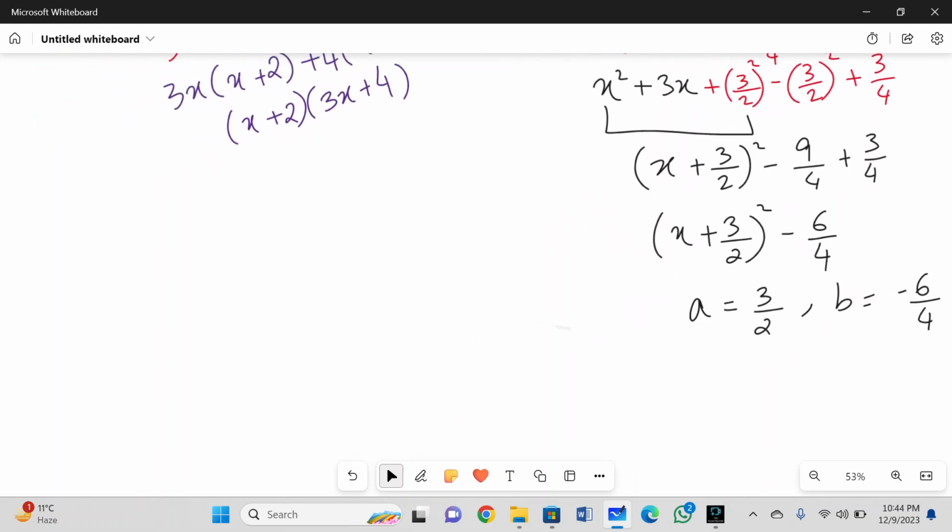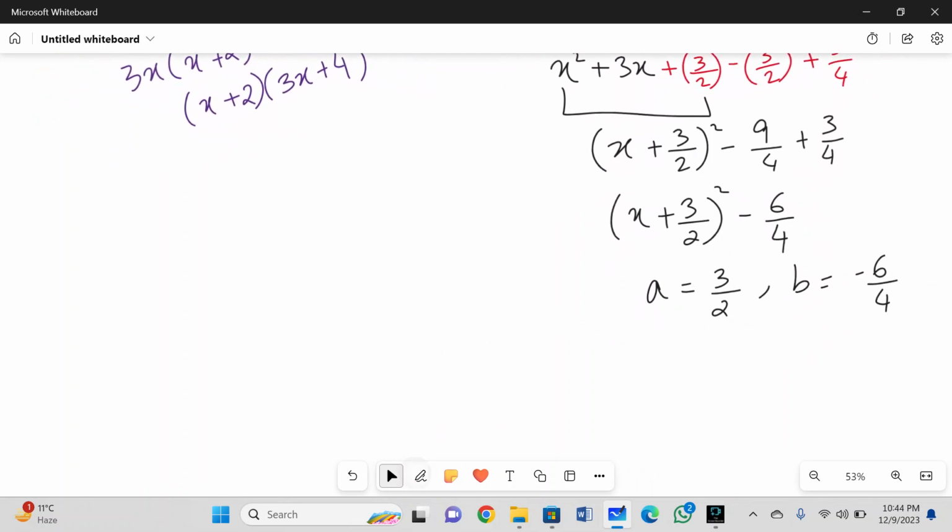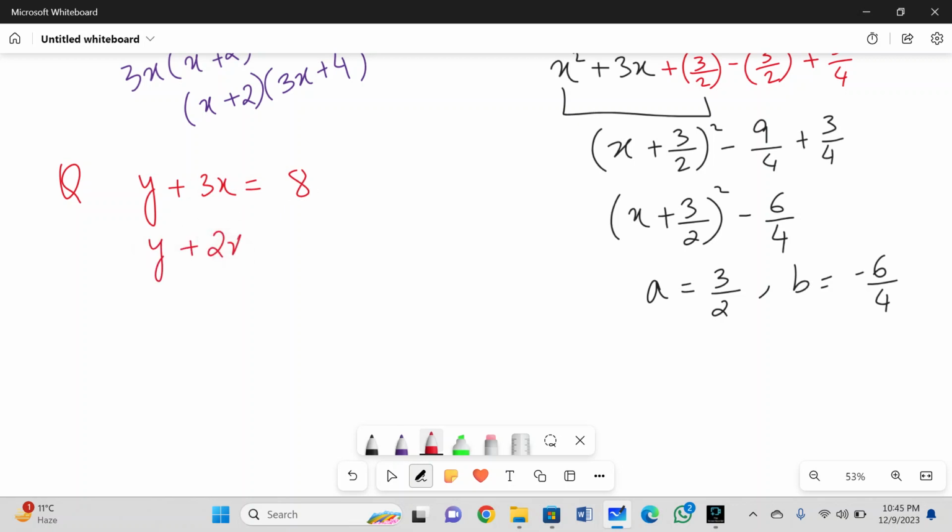After that, let us discuss some important examples from simultaneous linear equations. So the first question that we can do here is, let's suppose y plus 3x equals 8, and another equation y plus 2x equals 6. We are supposed to find the values of x and y here by solving both of the equations simultaneously.